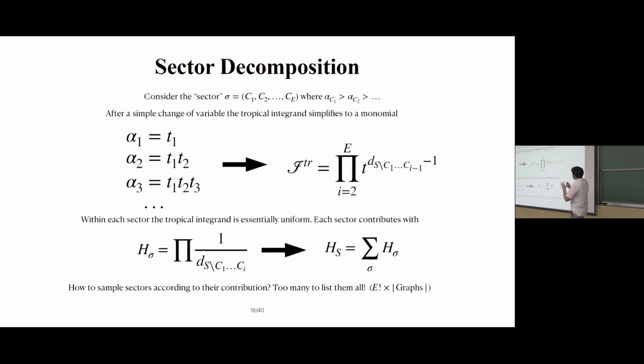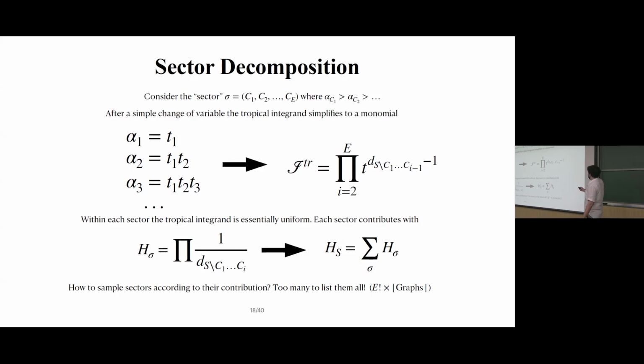To this combinatorial object, we associate an actual sector in the curve integral, corresponding to the region where the headlight functions are ordered in the same way. So the first one is greater than the second one, and so on. Now, this sector can be easily reparameterized as a cube by doing these simple monomial changes of variable. We assume that t is between 0 and 1, so evidently this makes it so that alpha 1 is greater than alpha 2, that is greater than alpha 3, and so on. It just so happens that in this region, the tropical integrand collapses to a single monomial.